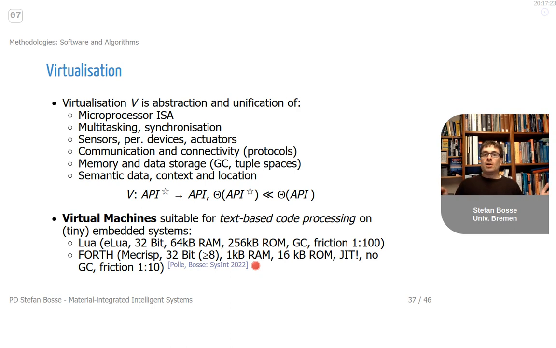And so we have only to ensure that the Forth engine is running correctly, and if this is the case, we can integrate it in the material. And interesting, MicroCrisp has just-in-time compilation. That means it compiles Forth instructions to machine instructions, ARM instructions, on the fly. So we have only a low friction, 1 to 10. It's 10 times slower than C code.